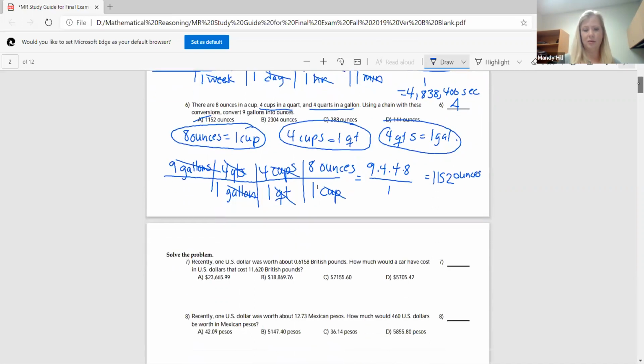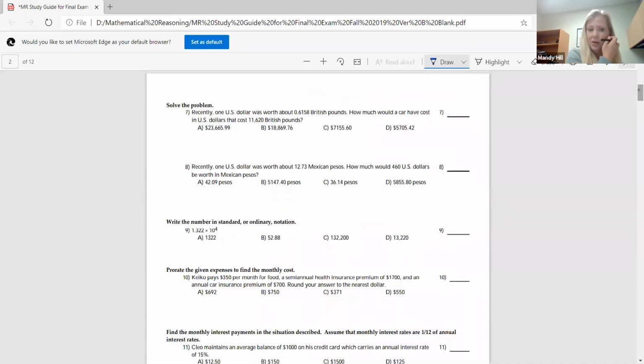Okay, there's 6. Let's look at 7. It says recently $1 US was worth 0.6158 British pounds. How much would a car have cost in US dollars that cost 11,620 British pounds? So we have a conversion up here that says that $1 is about 0.6158 British pounds. And I'm just going to write pounds here.